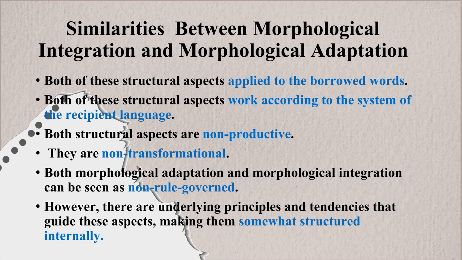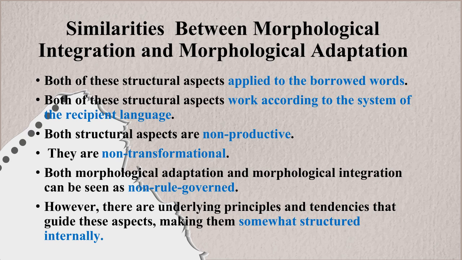Since morphological adaptation involves modifying borrowed words to fit the language's rules rather than creating new words, and morphological integration focuses on how morphemes fit together within existing structures, they are considered non-productive. They don't inherently lead to the generation of new morphemes or word forms. They don't generate new words in the same way other word formation processes do.